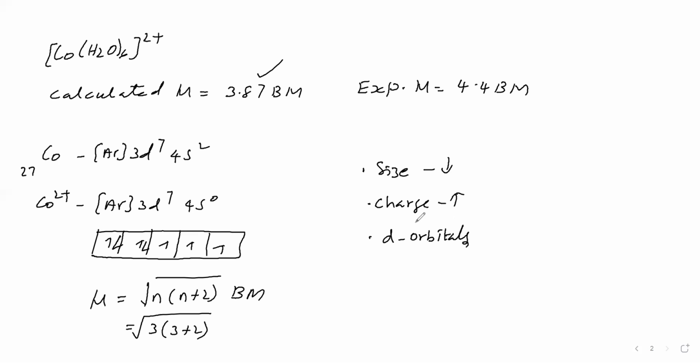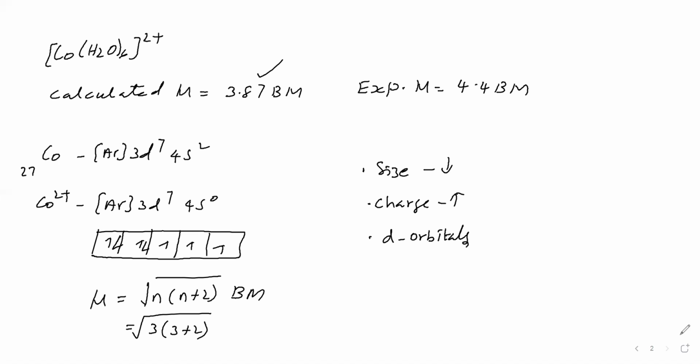Then we will see catalytic properties. Transition metal ions are used as catalysts. Why do we use transition metal ions as catalysts? One reason is that transition metal ions can show variable oxidation states. Another reason is that transition metal ions form complexes. Therefore, transition metal ions are used as catalysts.